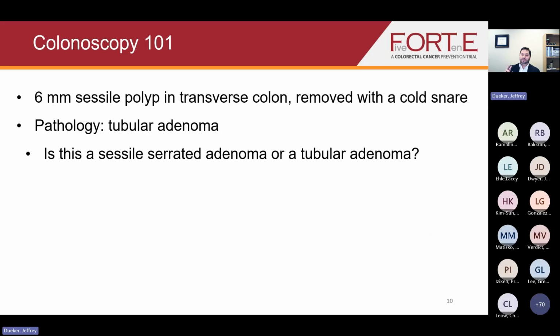Okay. Just to get your mind thinking a little bit, and people are welcome to chime in answers if you feel like it. There's a 6 millimeter sessile polyp in the transverse colon removed with a cold snare. The pathology report says it's a tubular adenoma, and you can answer for yourself at home when you're playing along. Is this a sessile serrated adenoma or a tubular adenoma? And of course, the correct answer is a tubular adenoma. The fact that they said it's sessile, good. The fact they said it's sessile refers to the fact that it was just flat, okay? The pathology determines the type.